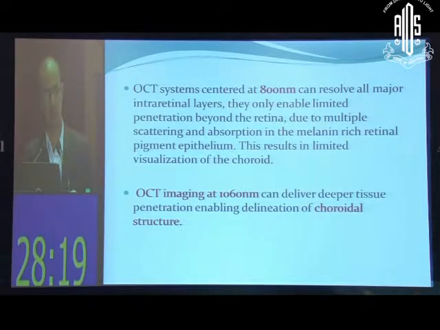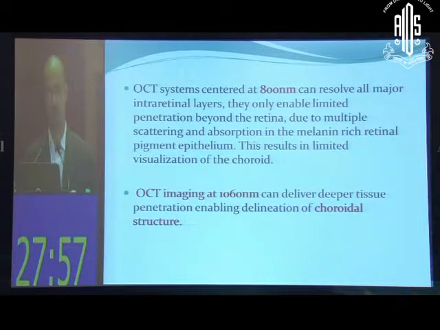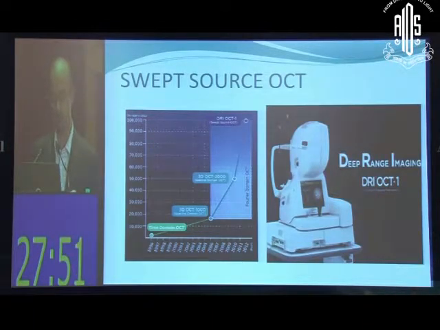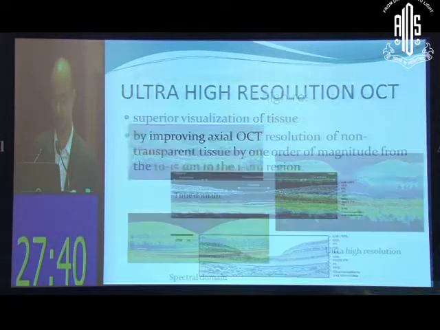The spectral domain OCT uses an 800 nanometer wavelength, which can resolve all the major intraretinal layers. The only hurdle is that it cannot penetrate beyond the retina due to multiple scattering and absorption by the melanin, which is rich in the retinal pigment epithelium. Therefore there is limited visualization of the choroid. To see the choroid, we need a longer wavelength, which is 1060 nanometers. That is called a swept source OCT, which gives more than 50,000, nearly 100,000 scans per second, and it also has a longer wavelength, so it's definitely a better resolution and better penetration.